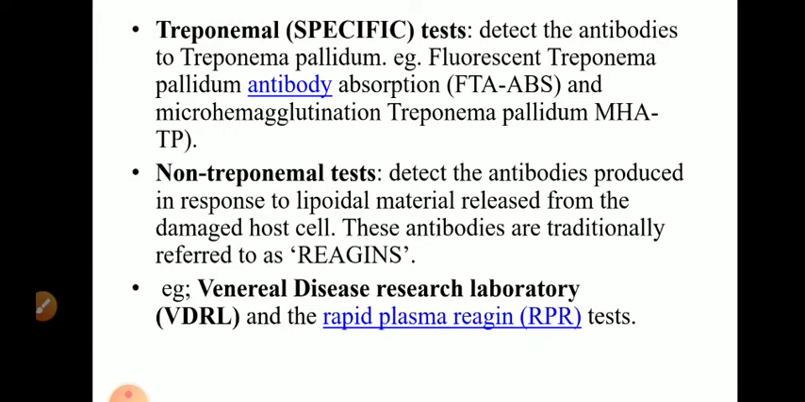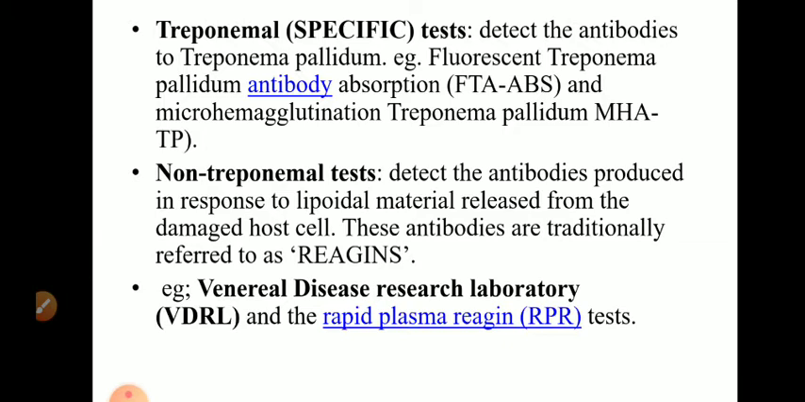They detect reagent antibodies, antibodies which are anti-lipoidal. Whenever an infection occurs in a patient, the cells are damaged. The damaged cells release lipid molecules, lipoidal molecules. Against these lipids, antibodies are also produced in the blood. So in a non-specific test we actually detect antibodies formed against the lipid molecules released by the damaged host cells, right?